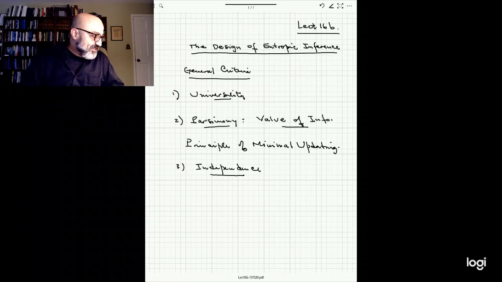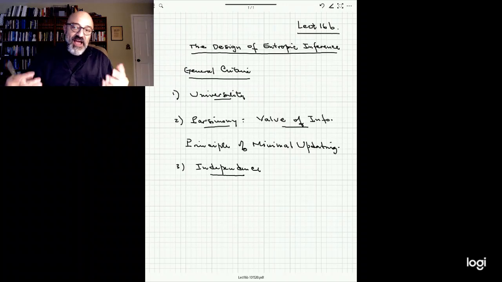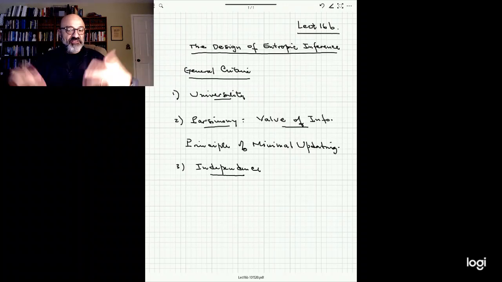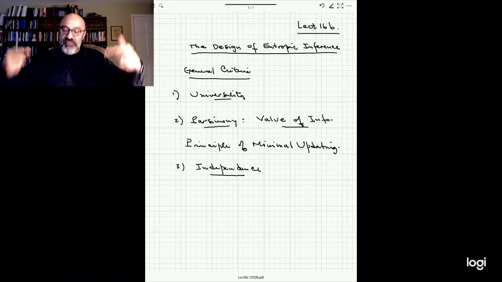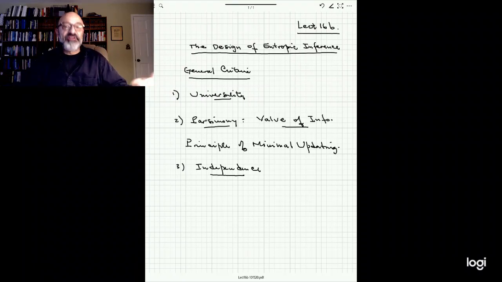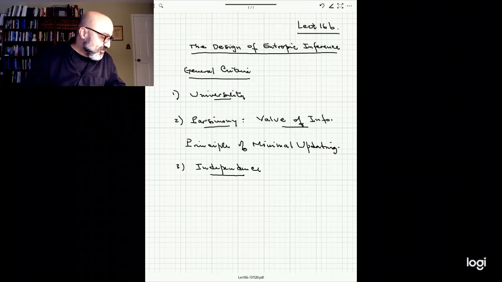So what we want here is a system that says, if you believe your systems to be independent and you acquire information that is about one and about the other and says nothing about correlations, then your posterior should have no correlations. Very good. So how do we do that?